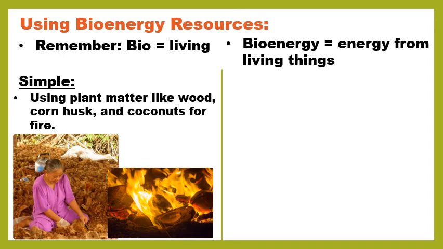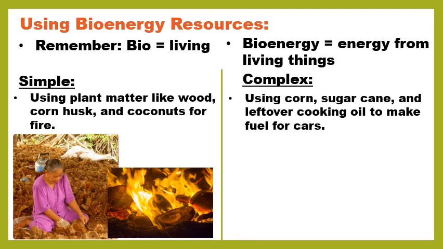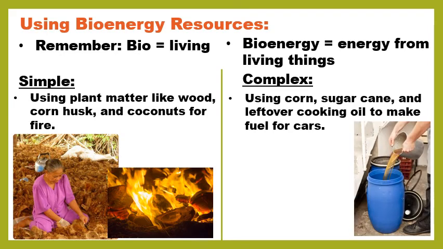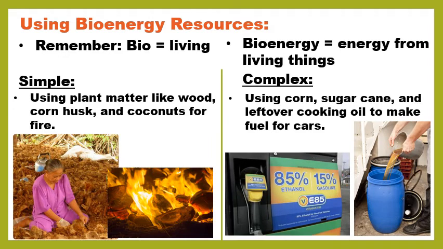So that's really simple. On a more complex side of it, we can use corn, sugarcane, and leftover cooking oil to make fuel for cars. So maybe if you've ever been at a restaurant or you have family that works at a restaurant, you might see them trying to reuse the cooking oil, and they can use that to help make gas. If you ever see ethanol at the gas pump, that is something that we get from corn, and we can use it for fuel. Some people really, really don't like to put it in their car. I don't really care, but I'm not much of a car person. So yeah, but if you see ethanol, now you know it comes from corn.